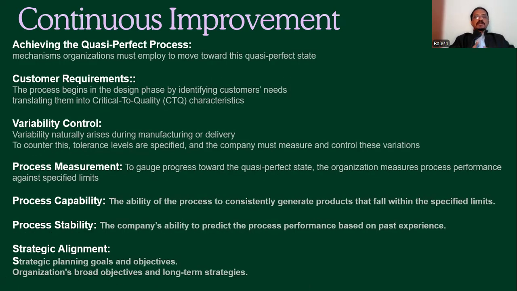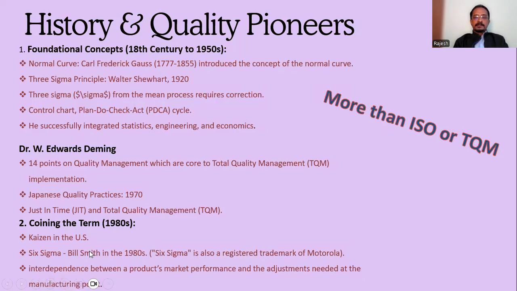So here, achieving the same thing which we are going to repeat again: the customer requirement, the variability control, process measurement, right? Six Sigma is going to do the process measurement, especially the process capability, process stability, and then strategic alignments, which we are going to discuss.